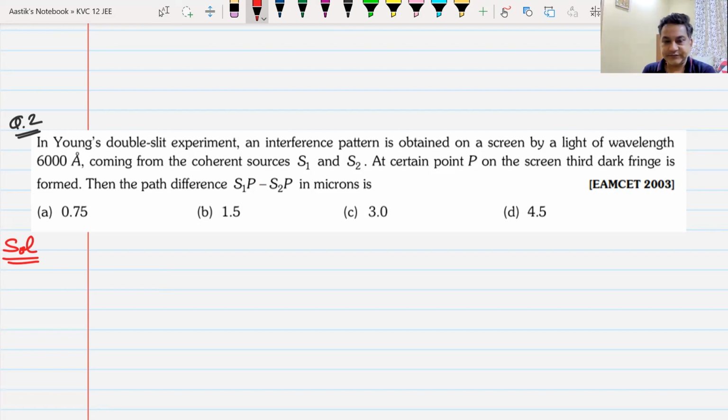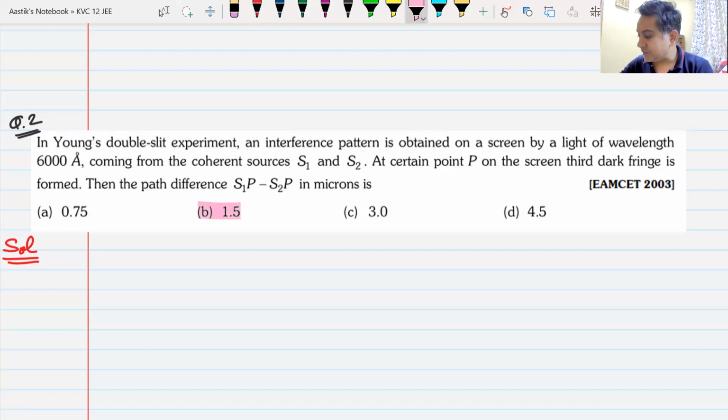Just my dear friends. Any hope? Yes, beta. Option B. Option B, 1.5 is correct.